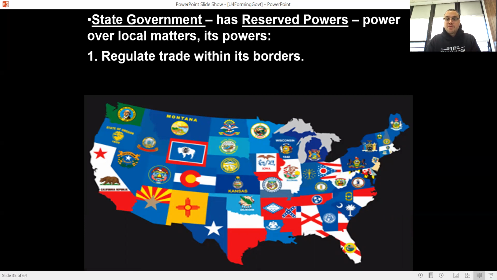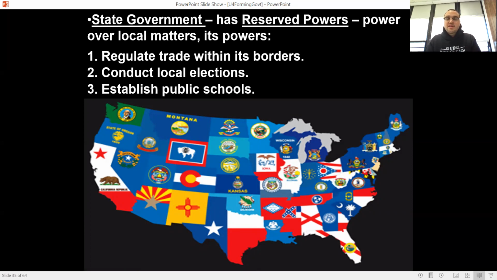How are you going to handle trade between different areas within your given state? So that's a power given to them only within their state, not to get confused with the interstate trade ability by the national government. They have the ability to conduct local elections, right? You're going to start to have local elections at the county level, and then you're going to have elections at the state level. So they get to set up and regulate their own local elections to happen within their given state territory.